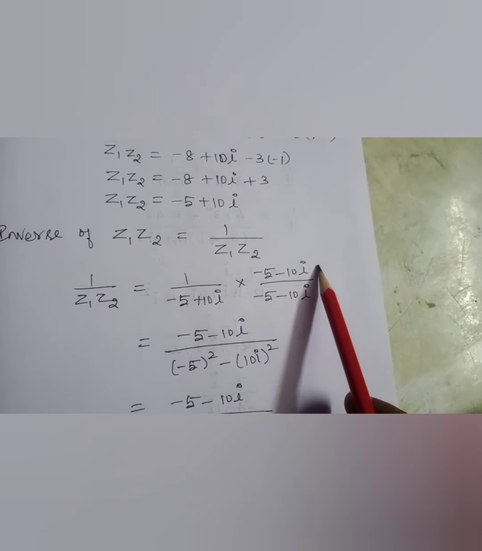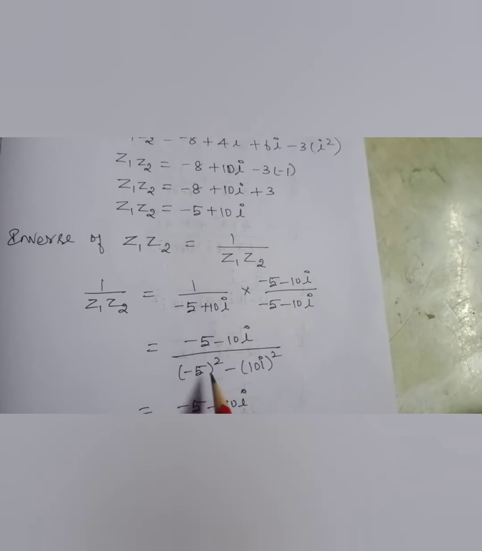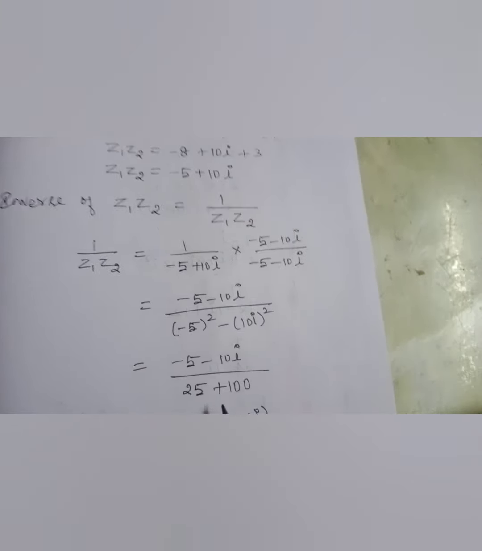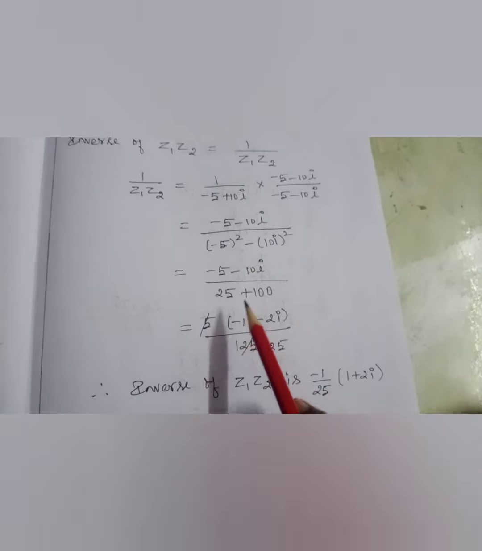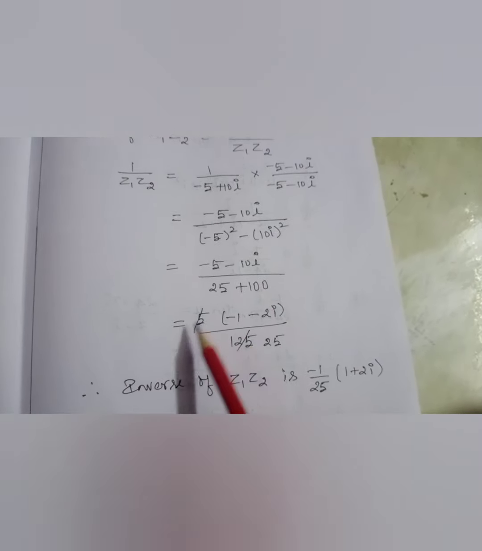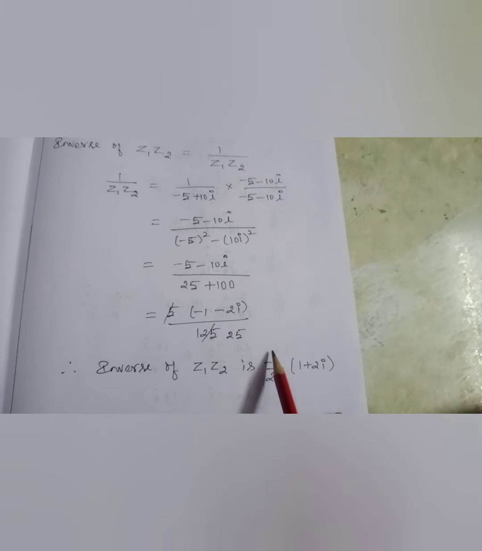So the numerator will remain the same. In the denominator you can apply a square minus b square, that is minus 5 the whole square minus 10i the whole square. So minus 5 minus 10i by 25 plus 100. So I can take 5 outside, and 5 and 125 will get cancelled. So the inverse of z1 z2 is minus 1 by 25 into 1 plus 2i.